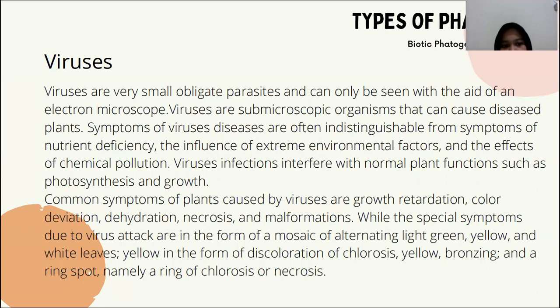Common symptoms of plants caused by virus are growth retardation, color deviation, dehydration, necrosis, and malformation, while the special symptoms due to virus attack are in the form of a mosaic of alternating light green, yellow, and white leaves, yellowing in the form of discoloration or chlorosis, bronzing, and a ring spot, namely a ring of chlorosis or necrosis.